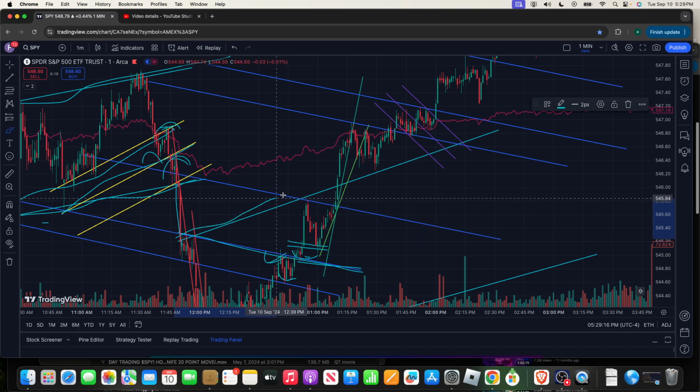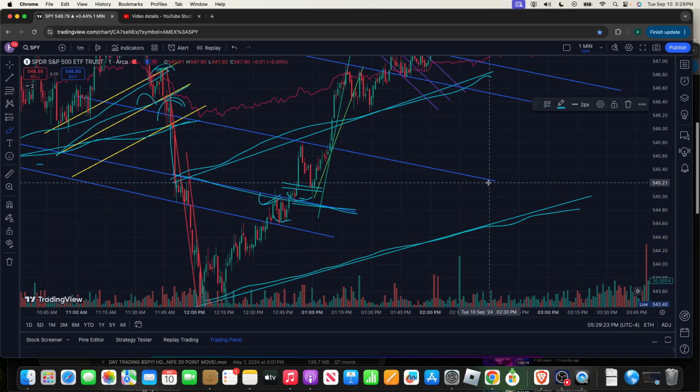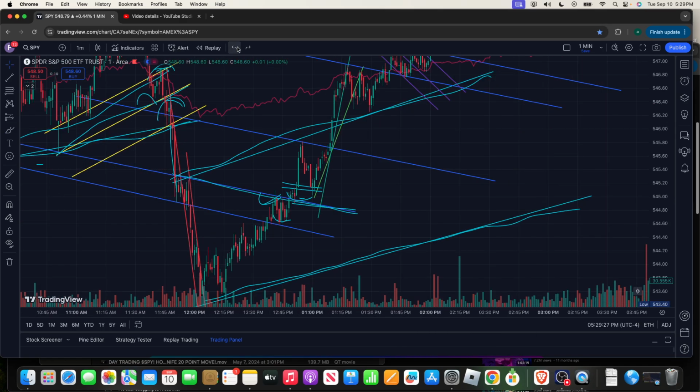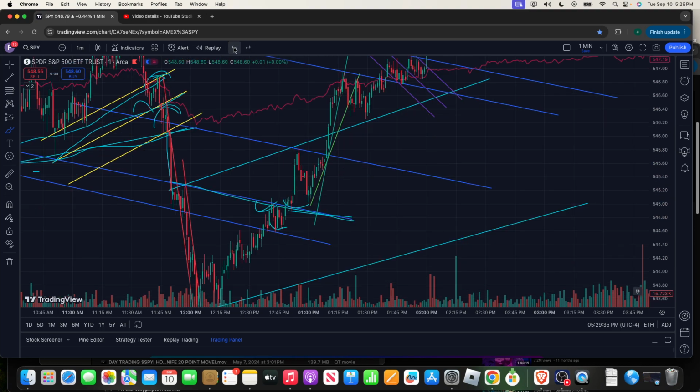So then you also have to notice the teal that we have. And you notice how we couldn't break out of teal in this buying. So the market needed to build more liquidity.